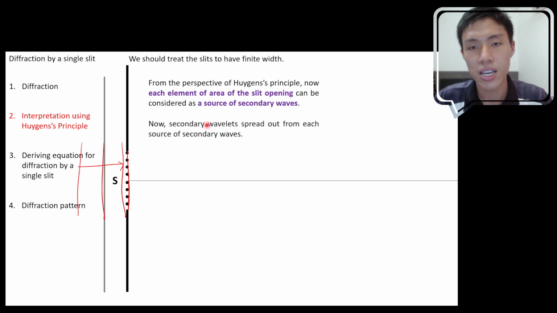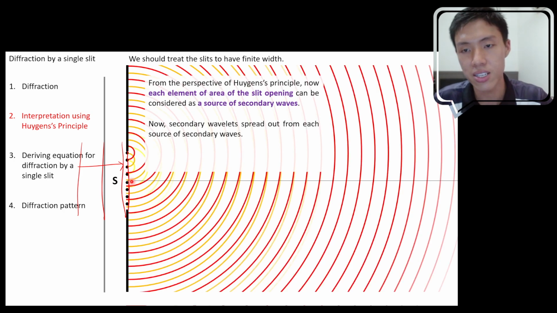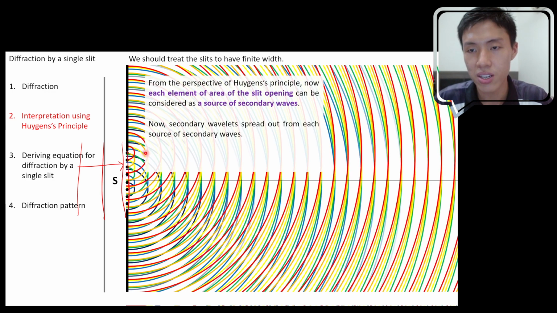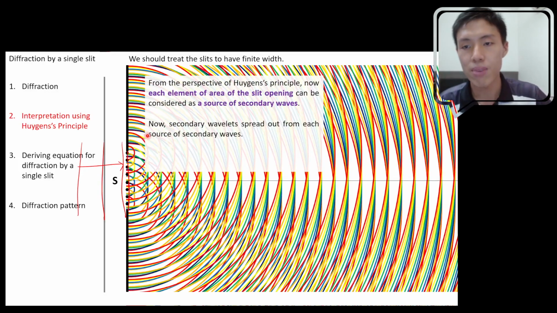Now secondary wavelets will spread out from each source of the secondary wave. There will be a circular wave coming out from the first area, the second area, the third area, the fourth area as well, and so on. So you see a pattern that looks something like this. You have red, orange, yellow, green, blue. Basically each point, there will be a circular wave emitting out from it. Each point I label with a different color wave. The red one represents the first dot, orange the second dot, yellow the third dot, green the fourth dot, blue the fifth dot.